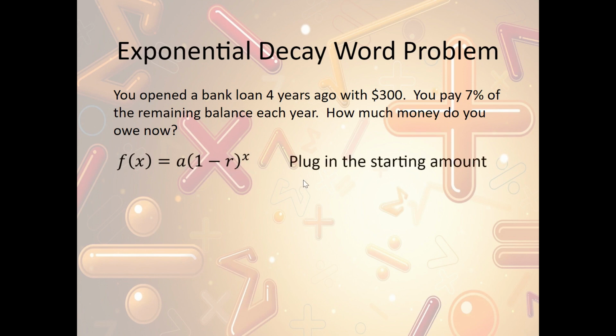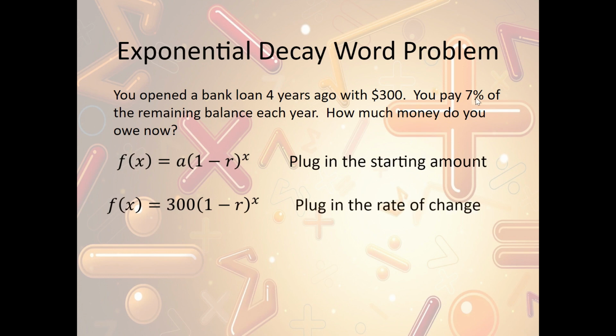So the first thing we do is plug in our starting amount. Our starting amount is $300. So that goes in for A. And we're making payments. So we're going to plug in our rate of change. We're paying 7% each time. So it's 7. We're going to move the decimal back 2 places. So 1, 2. So that's 0.07.